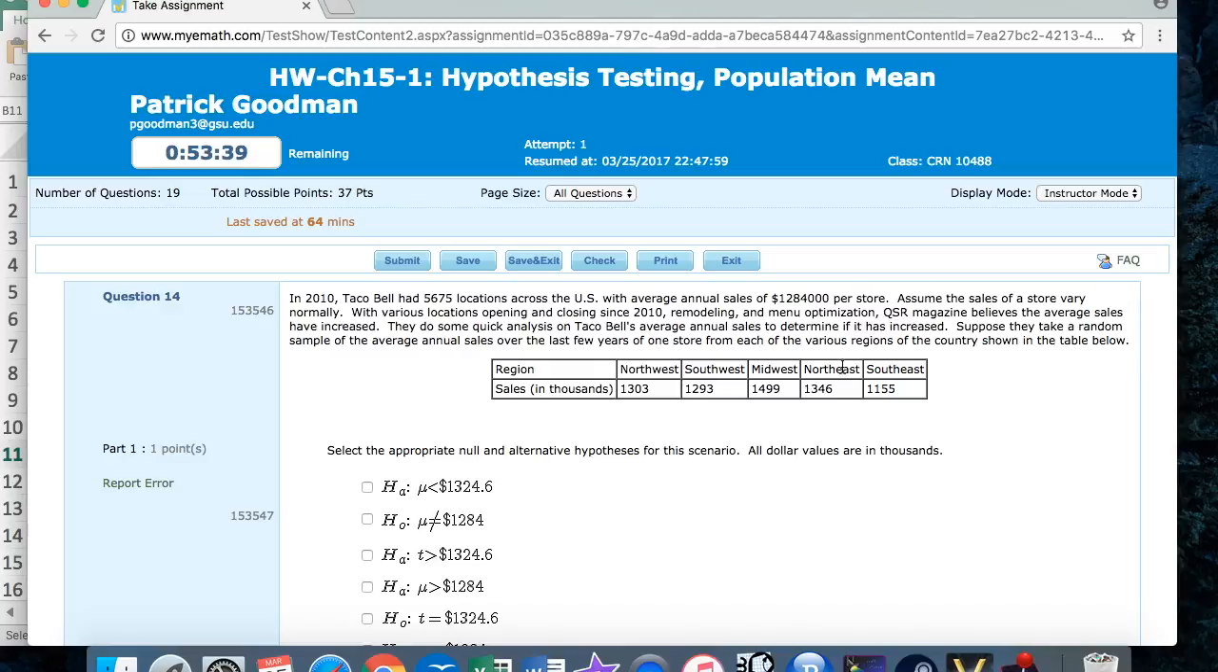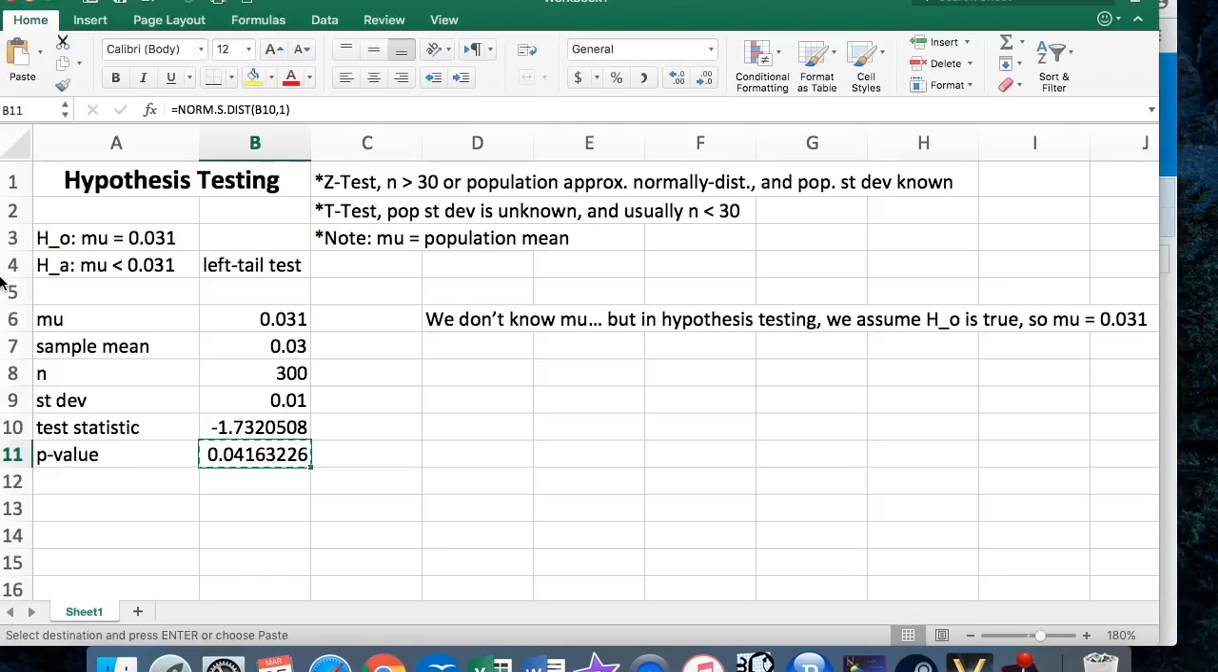Okay, so in other words, we're only taking one store from each region, so not really a large sample, right? We're only looking at Northwest, Southwest, Midwest, Northeast, and Southeast. That's only 5 regions, so our sample size is only 5. So right away, we know we're not going to do a z-test because n is less than 30.